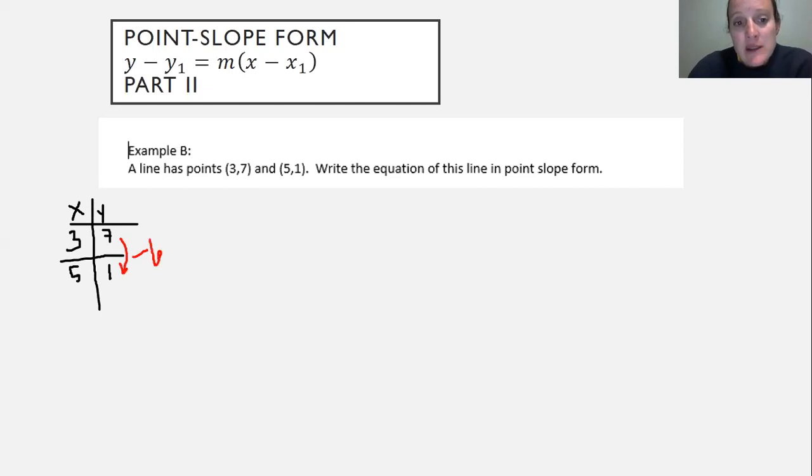Well, if I started at 7 and went down to 1, that's a -6. If I started at 3 and went to 5, I've added 2. So my slope is -6 divided by 2. Again, if you use the equation, you're going to get the same thing. Please don't forget to reduce. So -6 divided by 2 is 3 over 1, which is just -3. Now, what's really nice about this is you don't have to find b. You just plug in a point.